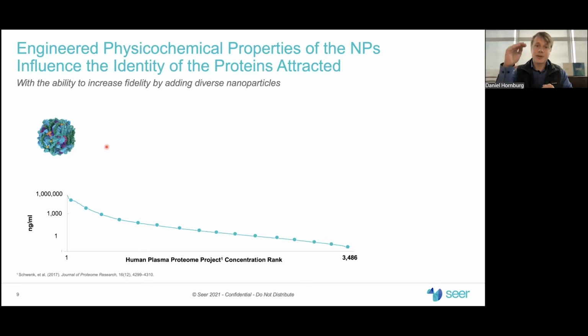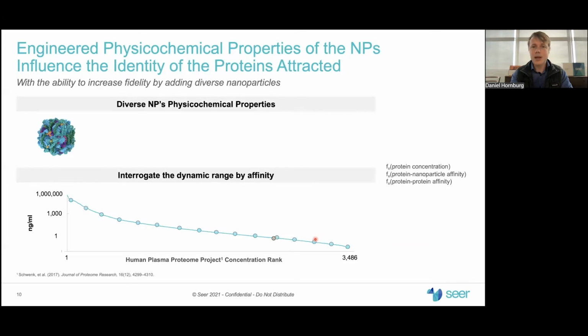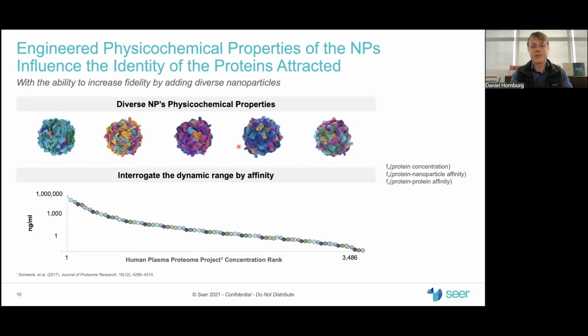Now, this leads to an effective compression of the dynamic range, in that some low abundant proteins will have a higher affinity than some other high abundant proteins. And you assemble per particle coronas of thousands of proteins. Now you can assemble a panel of particles with different physicochemical properties to interrogate the entire information space of a complex biosample.